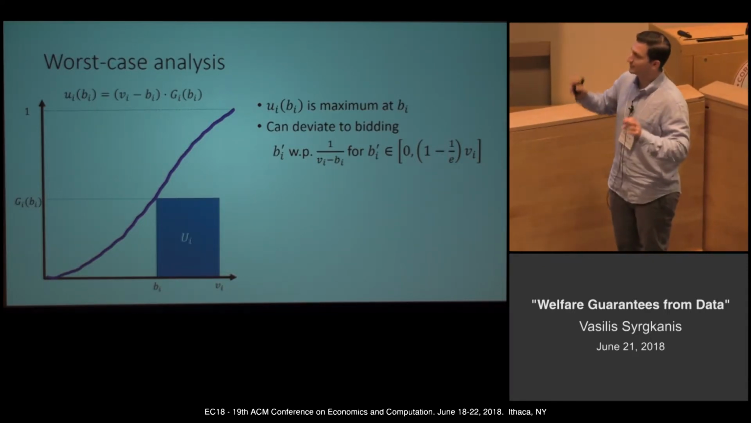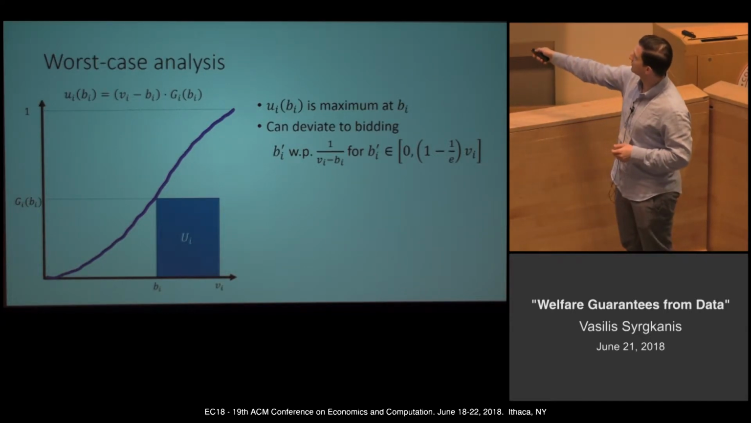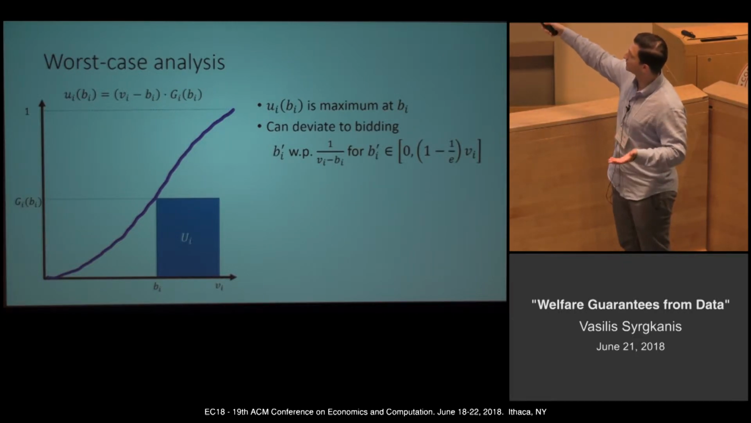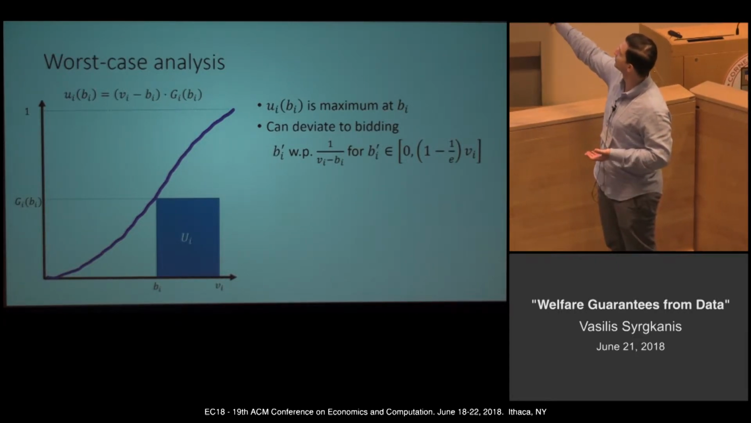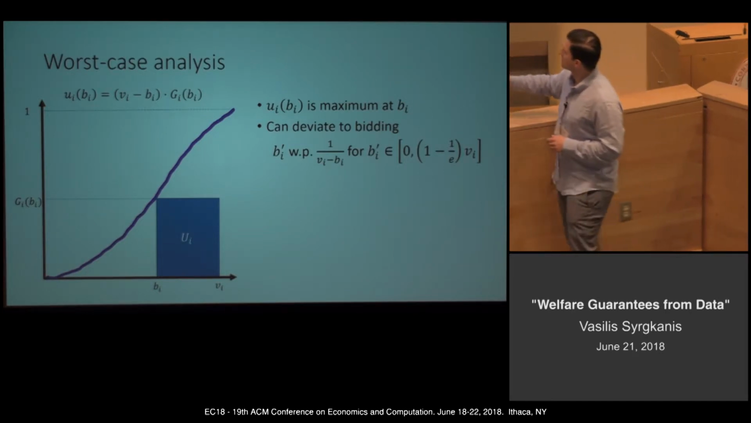The standard deviation in a first price auction that has been used in many papers is, for example, suppose that the player, instead of bidding his current equilibrium bid, deviates to a randomized bid, where with density 1 over vi minus bi, he deviates to bid bi prime. And such a density must have support in 0 and 1 minus 1 over e times vi.